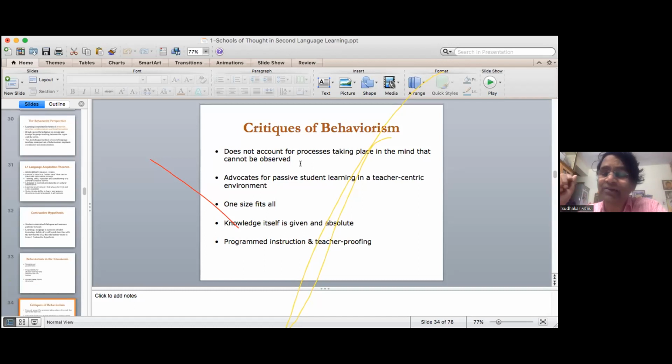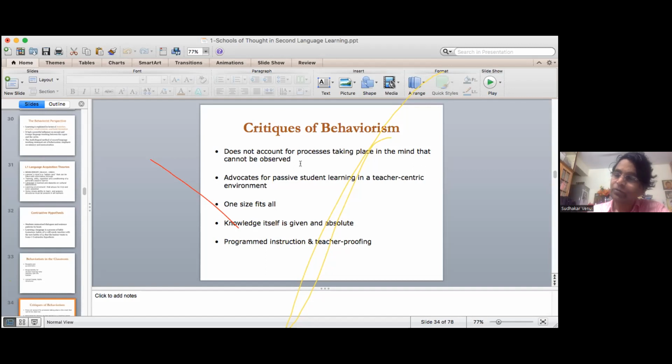And knowledge itself, for them, is given as absolute. This is the problem: when you give a question to students, the teacher was expecting the same kind of answer from all the students. This is the danger. Because when you give a creative question, a critical question, students try to address that question from their own experiences.